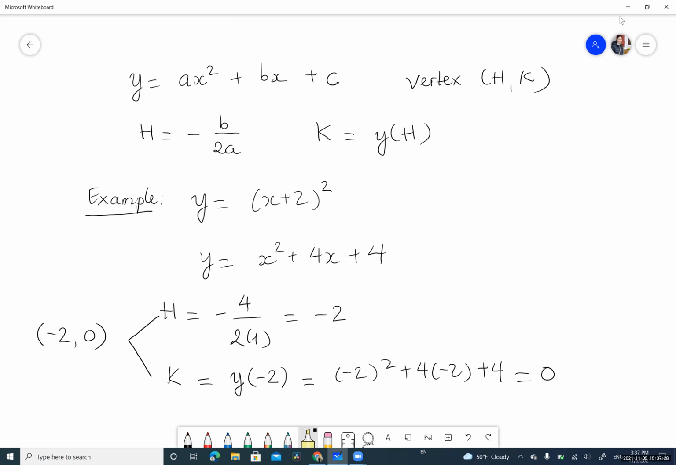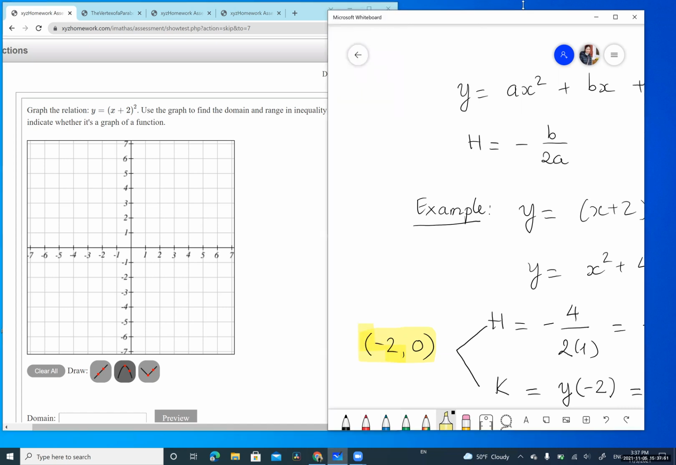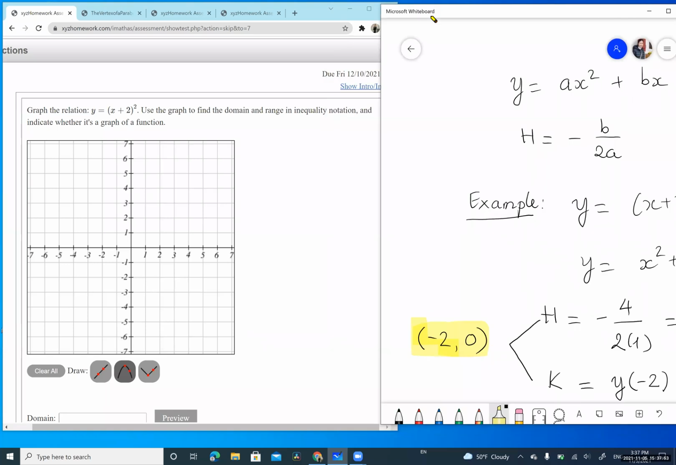I will highlight this. All right, so I have the vertex. I choose this one, the parabola, not the linear function. Let's come back to this one: x equal to negative 2 and y equal to 0. So I have x equal to negative 2, y equal to 0 right here. So I have the vertex coordinate.